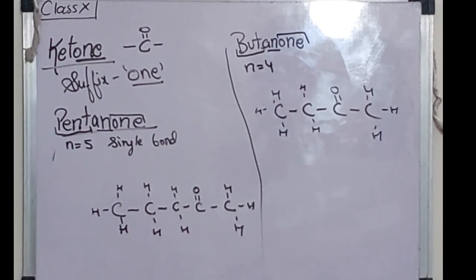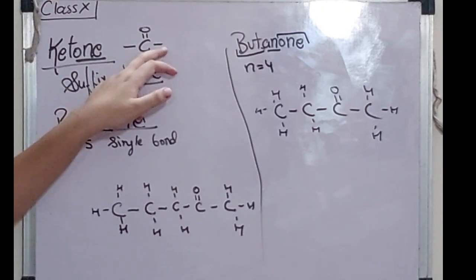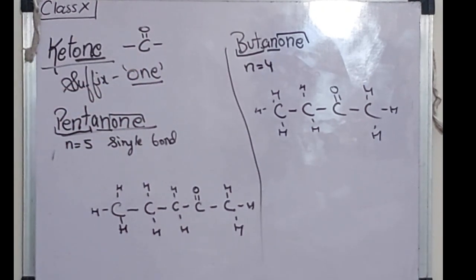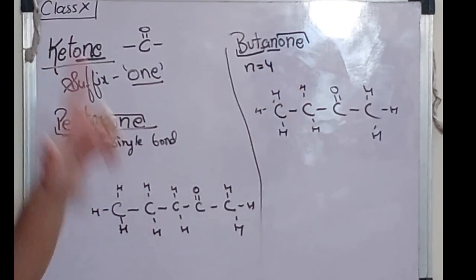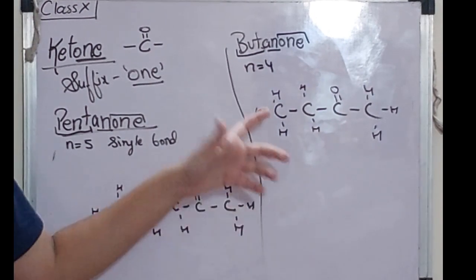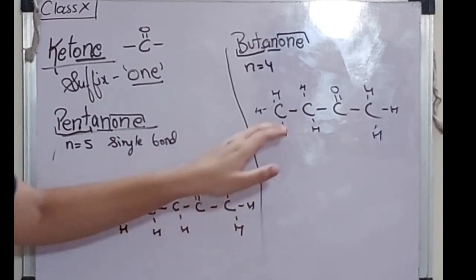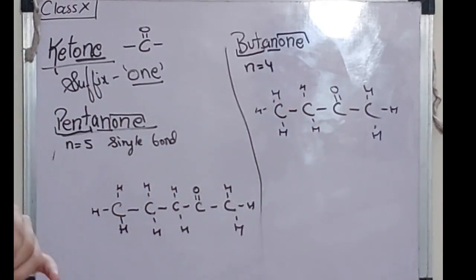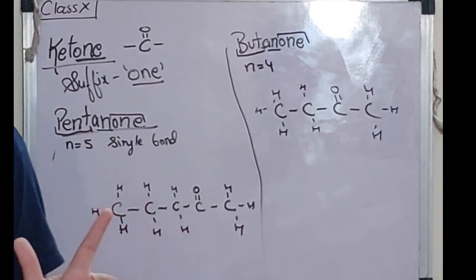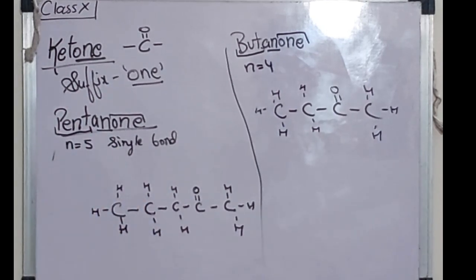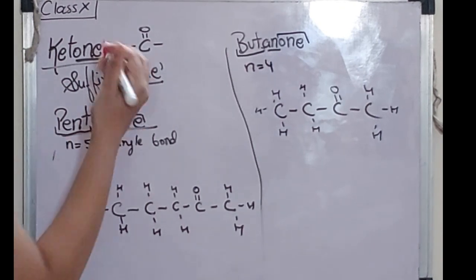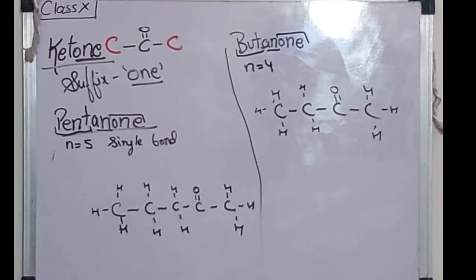I hope we are clear. Ketone is a functional group, that means carbon double bond oxygen. Its suffix is ONE. I told you about the positioning, that for ketone, you will never put the double bond oxygen at the starting या ending में. You can only put it in the mid. In case of simplest ketone, you need at least 3 carbon. Why? Because the case of ketone is that it should be surrounded by carbons only.